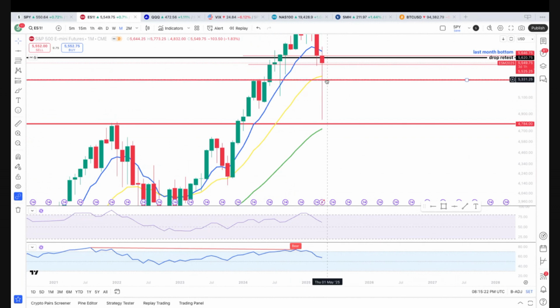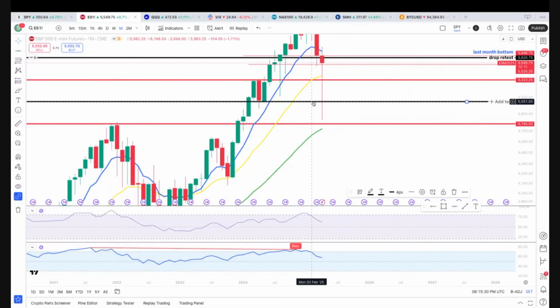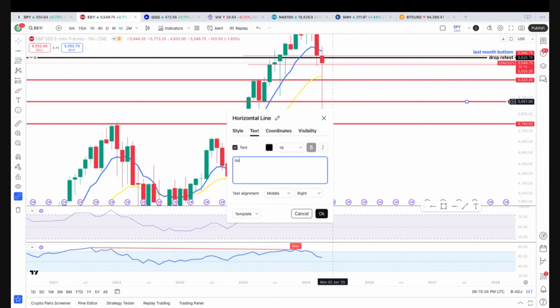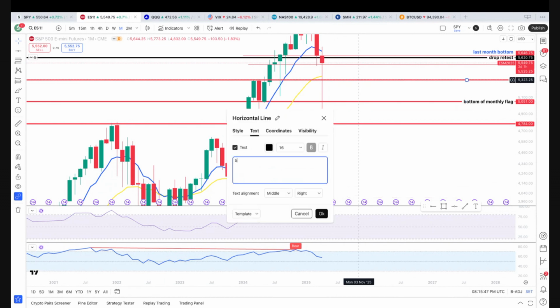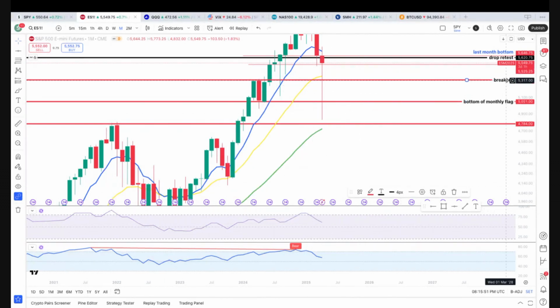So telling me that we've actually still lost this level on the weekly, meaning that we still have access to 50.54 and 478.84. So let me mark this level too. Bottom of monthly flag. So these levels all are support to the downside. But remember, this level here, 53.25, is a breakout level, right? So remember that level, 53.23 actually. So I wrote here breakout.